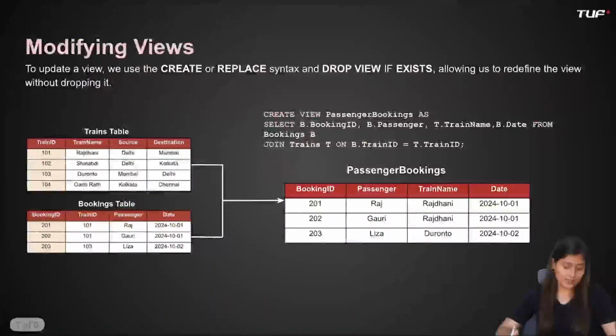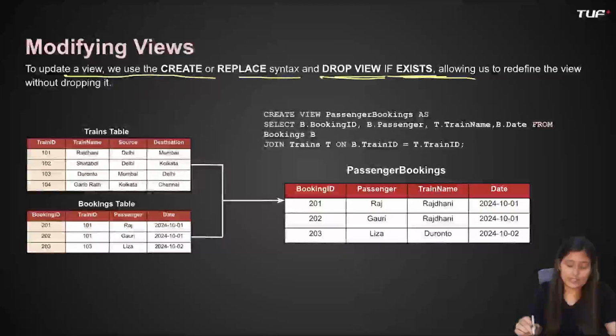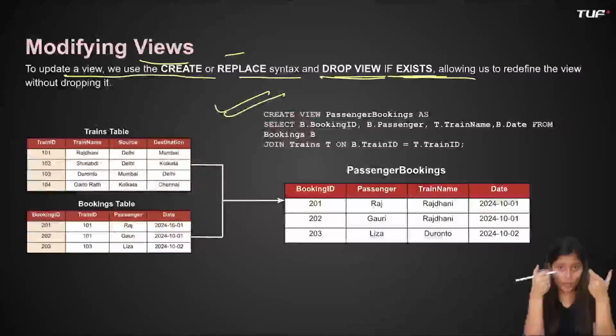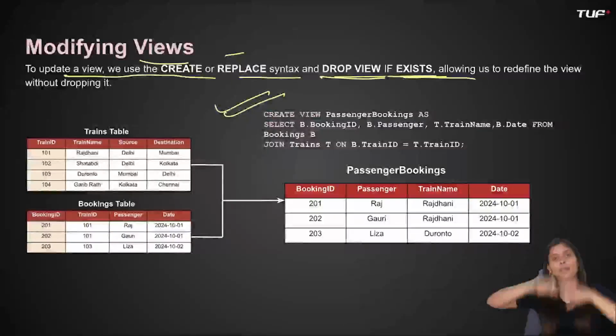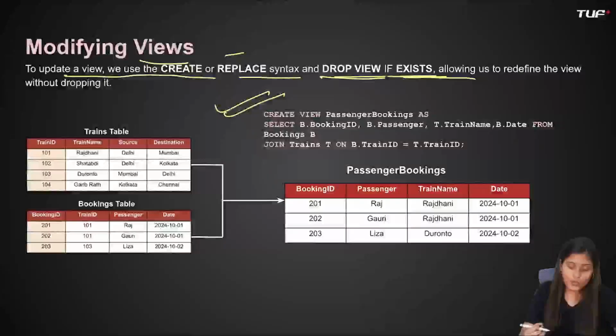Now let's see the last one, which is modifying views. To update a view, we use the create or replace syntax and drop if exists. Modifying views is something like when you want to modify the view. Basically you can even change the column name, or you can even change the view's table name and all, right? So if you want to apply an operation just on the view table, then that is called modifying views. So how can you do it?